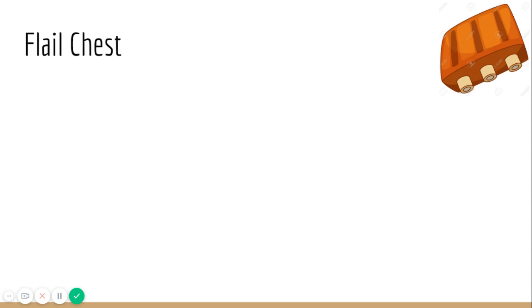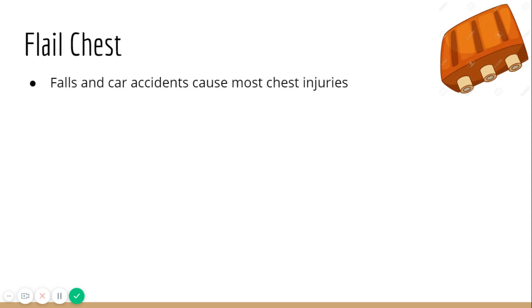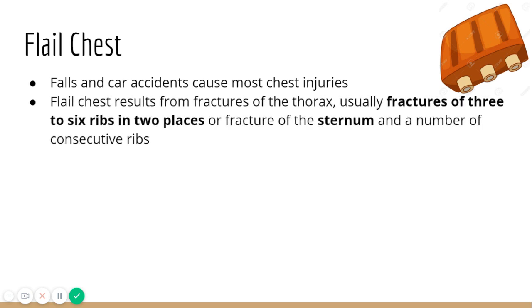All right. So let's talk about a flail chest real quick. Flail chests are also very interesting, I think. Okay. So falls and car accidents can cause a lot of our chest wall injuries. With a flail chest, usually you have multiple broken ribs in an area. Okay, so if we have 3 to 6 ribs in 2 different places that break, and or we have the sternum that actually breaks away from the ribs, okay, we can have a flail chest.